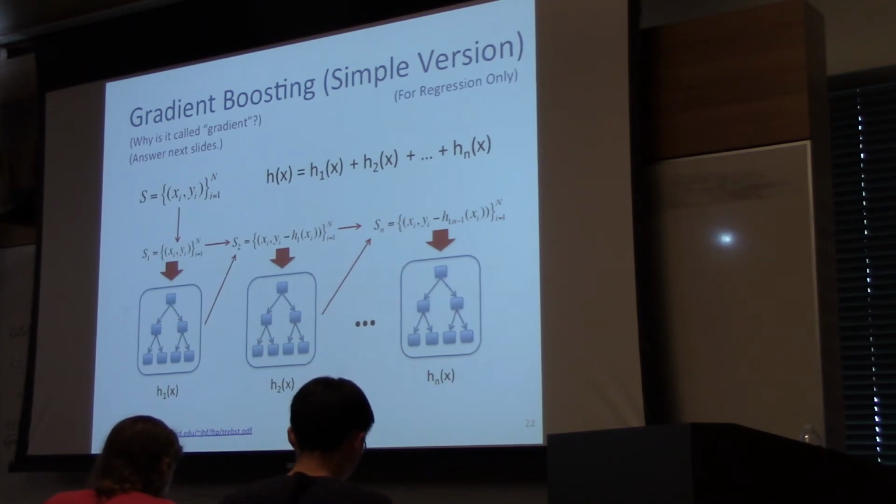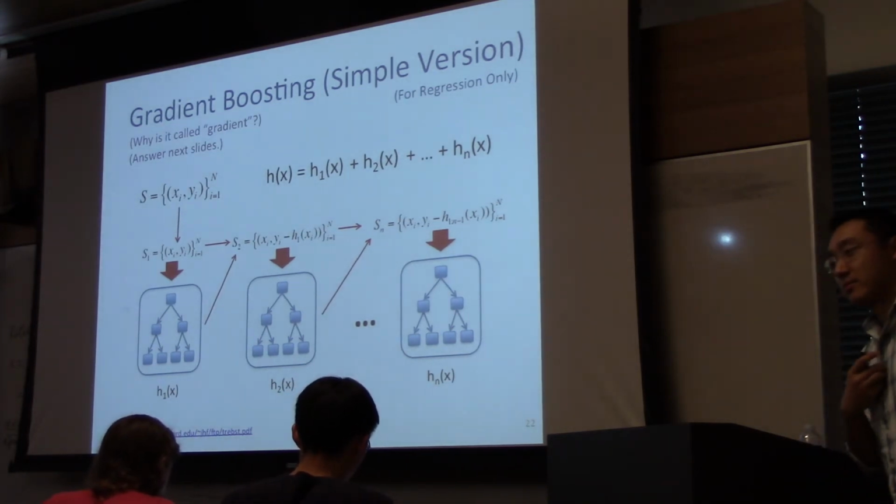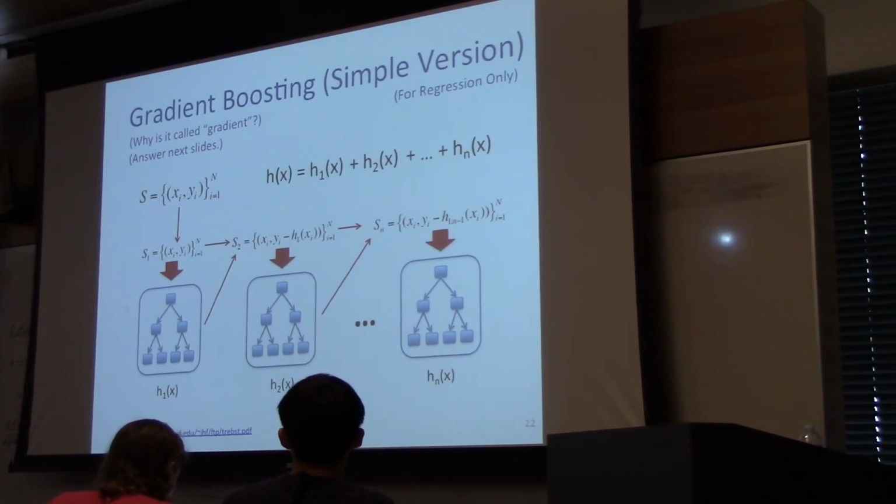Yes? This wouldn't work for a classification problem, right? Because then you have 0 and 3. I will get to classification in about 6 slides. Sorry, this is just for regression, but it's a good question. But yes, this is just for regression.